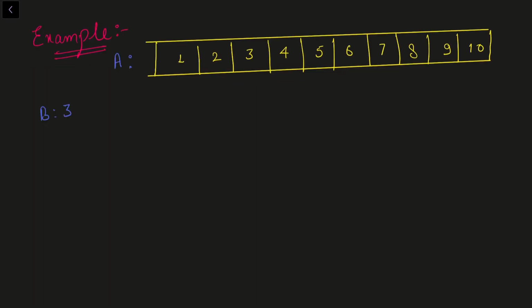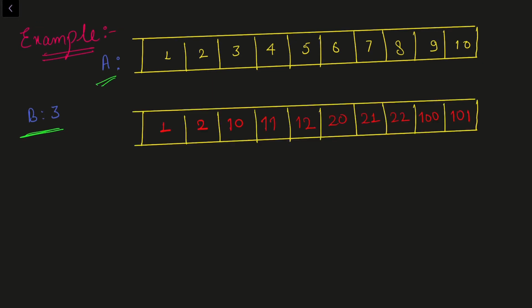Let's say we are given this example here. We are given an array of length 10, and we are given the base as 3. That means we need to first convert all these elements to base 3. So let's do that first. Now here I have converted each and every element to its base 3 representation. I need to find a pair whose sum is maximum in base 3, right?